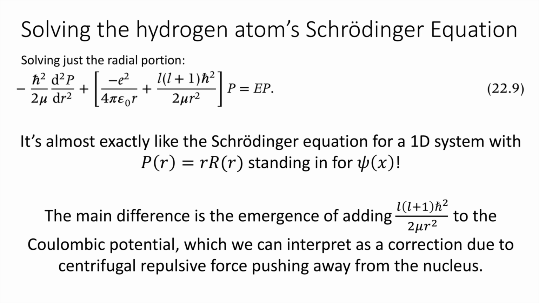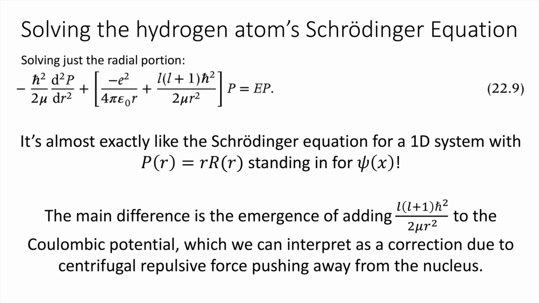And really the main difference, if we open up the other video or look at the Schrödinger equation for a one-dimensional particle in a box, take a moment and compare them. The main difference that we have is that now we have this l times l plus 1 h bar squared over 2, this thing right here, right? Now that is inside of these brackets.